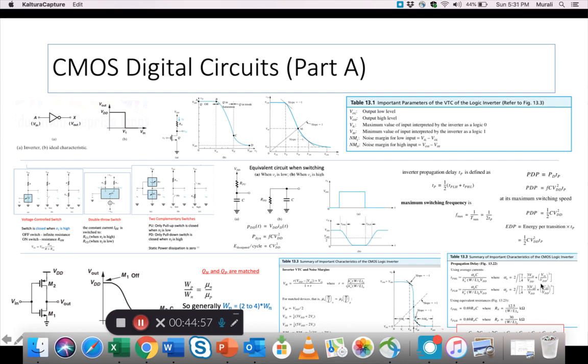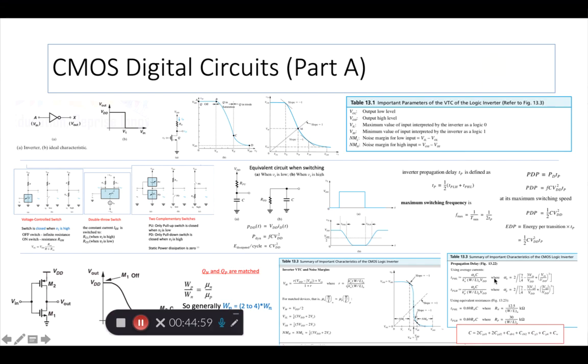On the right is one more set of equations, the very last. These all relate to finding the propagation delays, right? So to find the high to low propagation delay, there's a formula. To find the low to high propagation delay, there's another formula. And as it turns out, there's two different methods to find them. One method is called using average currents. Another method is called using equivalent resistances, right? And we did some problems already.